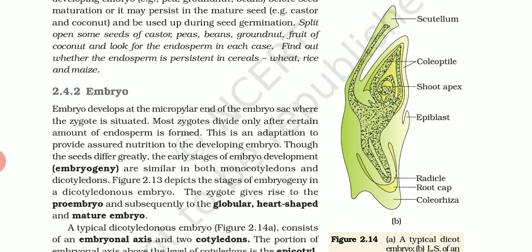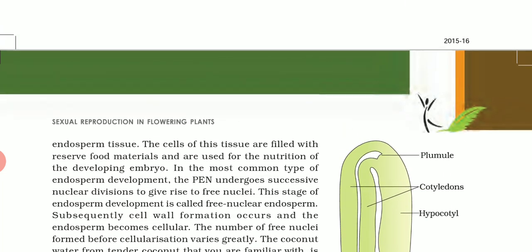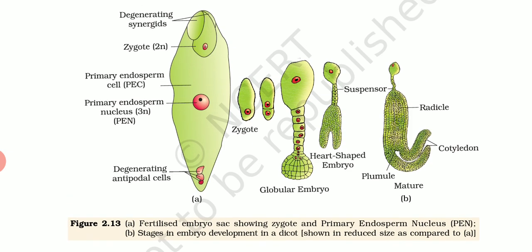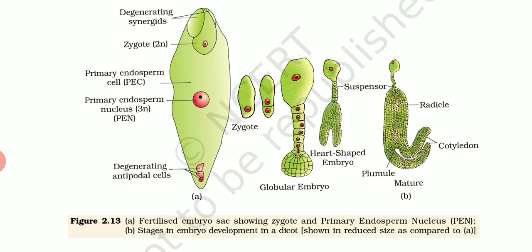Let us go to the second aspect, namely the embryo. Now how is this embryo formed? Let us go to diagram 2.13. Look at here. We know that the embryo is usually formed in the micropylar region. Why? Because that is where the egg apparatus is, and the first male gamete combines with the egg to form the zygote.